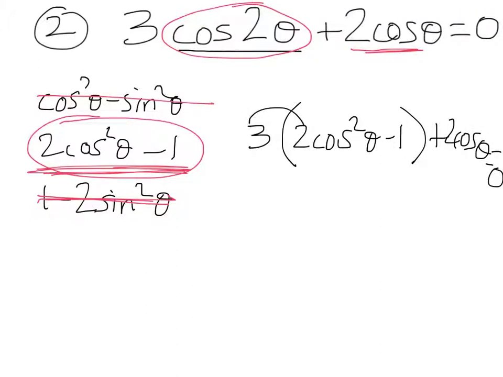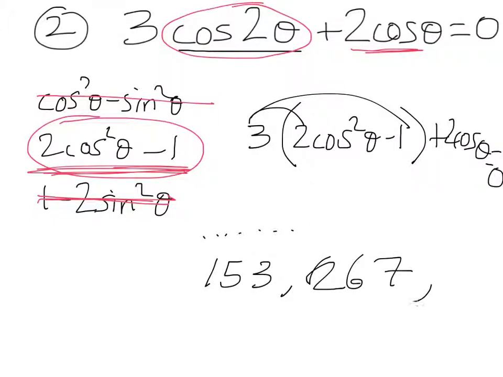Now you can distribute the 3. If you follow through on the algebra, you're going to use the quadratic formula. The final answers to this problem should be 153, 267, 56, and 304.